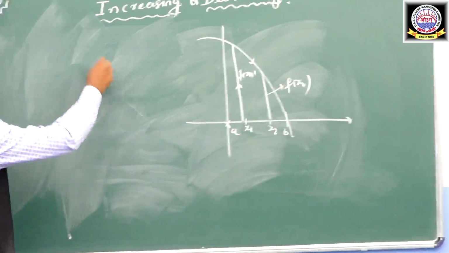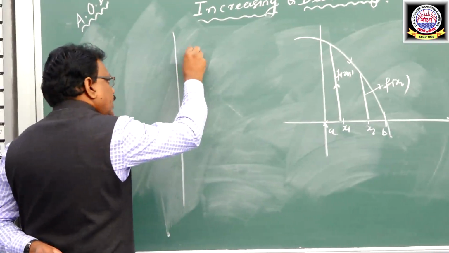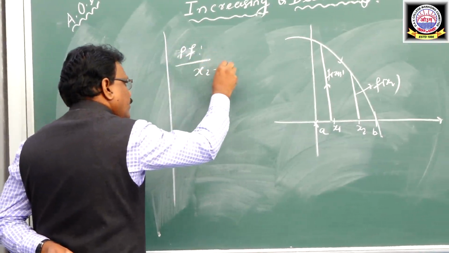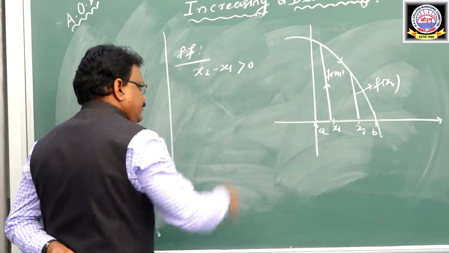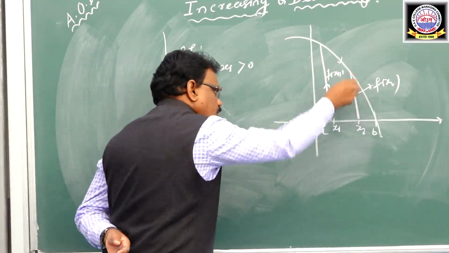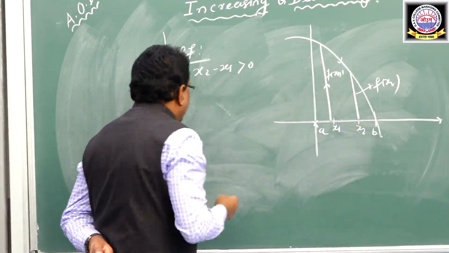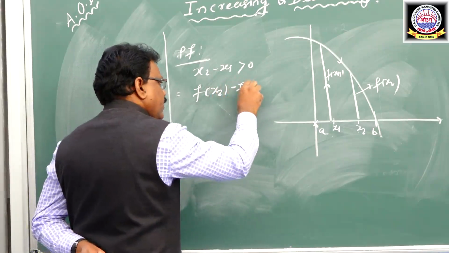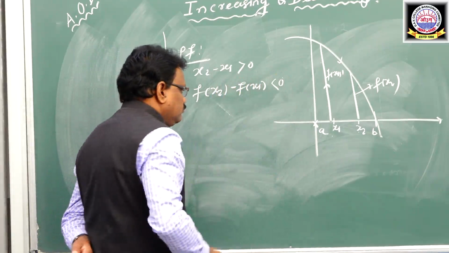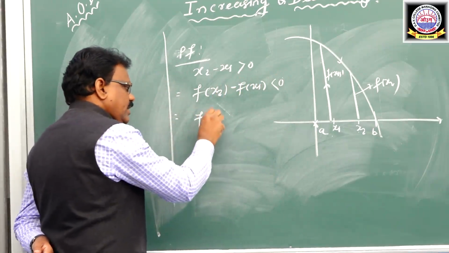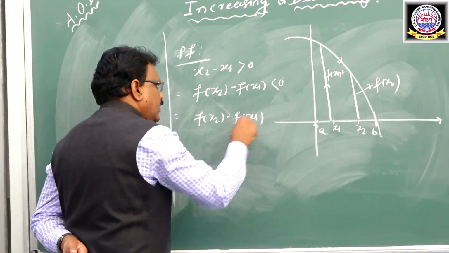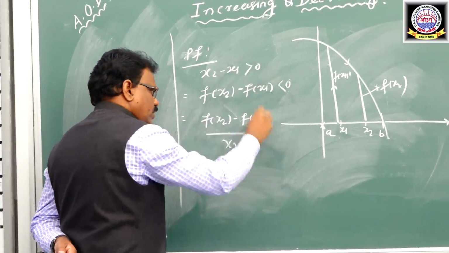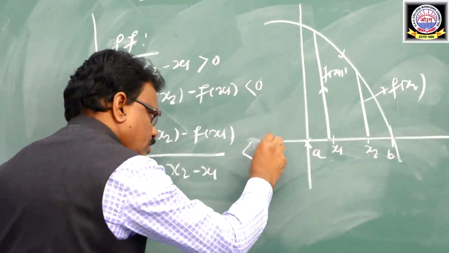So similarly you proceed. Here x2 minus x1 is definitely greater than 0. But f of x2 minus f of x1, smaller minus bigger, so f of x2 minus f of x1 is less than 0. If we take the quotient f of x2 minus f of x1 divided by x2 minus x1, it is negative by positive. So negative by positive is also negative.